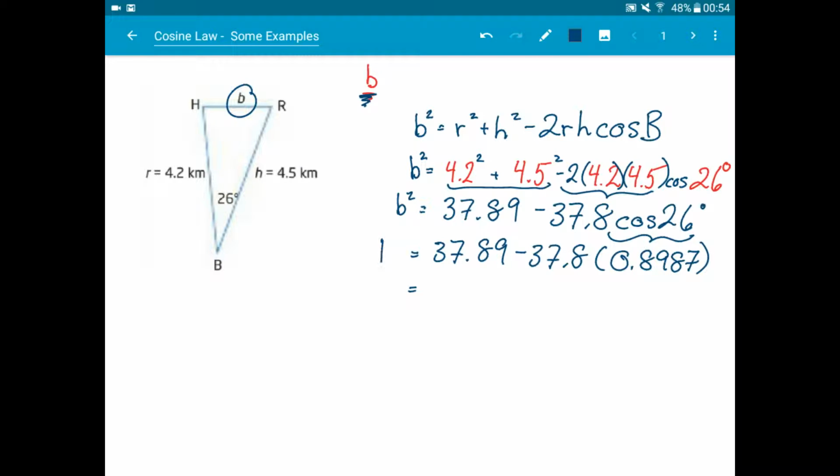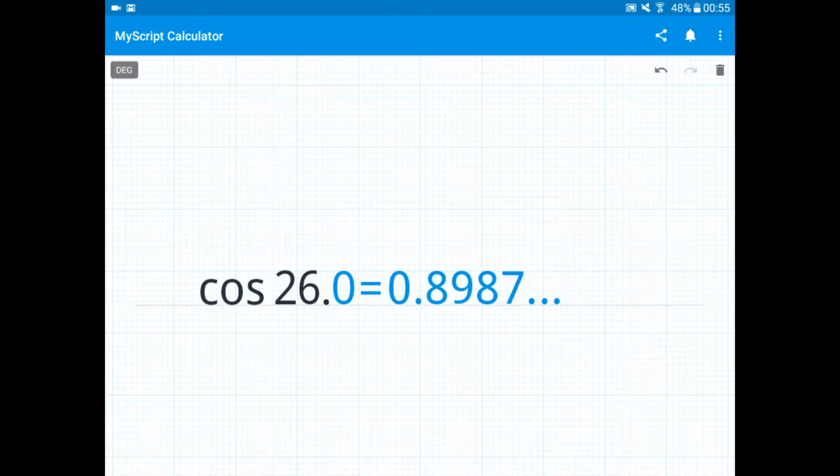Okay, let's just keep plugging away at this. Notice I'm following BEDMAS in my simplification, and that's where a lot of people mess up. They end up doing something like 37.89 minus 37.8 and then multiplying by cosine 26. But by BEDMAS you have to do multiplication before addition and subtraction. This is really important. It's the most common mistake that we see in cosine law. So 37.8 times that number that's already on the screen.